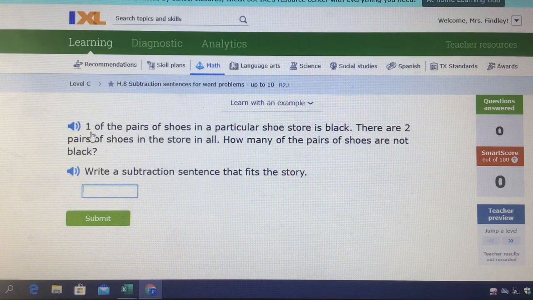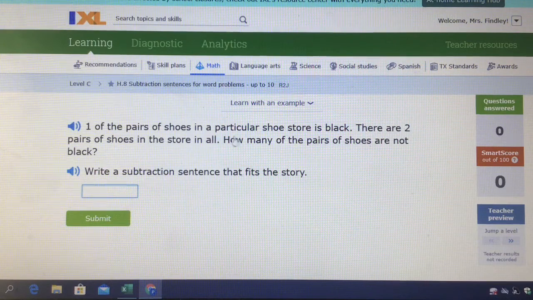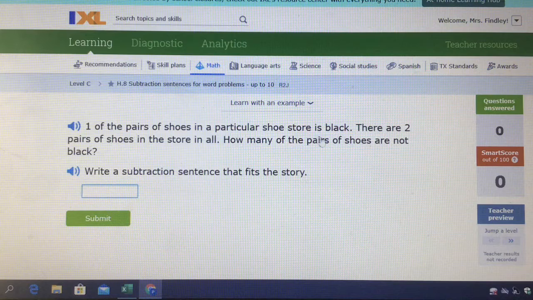Okay, so it says that one of the pairs of shoes in a particular store is black. So one pair of shoes is black. There are two pairs of the shoes in the store in all. So there's two pairs of shoes, and one of those pairs is black. How many of the pairs of shoes are not black? Okay, so let's take out some paper. I'm going to use my whiteboard.